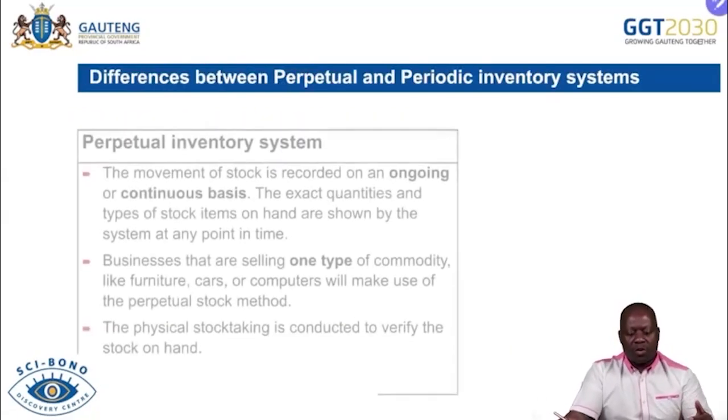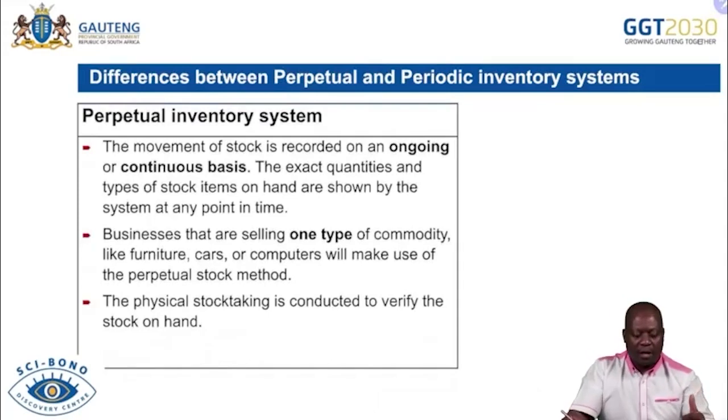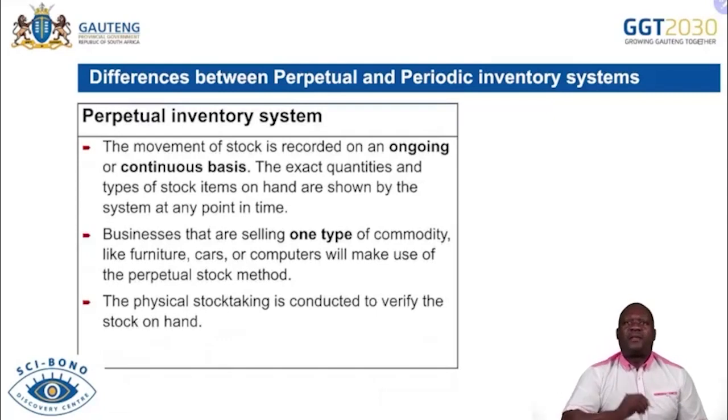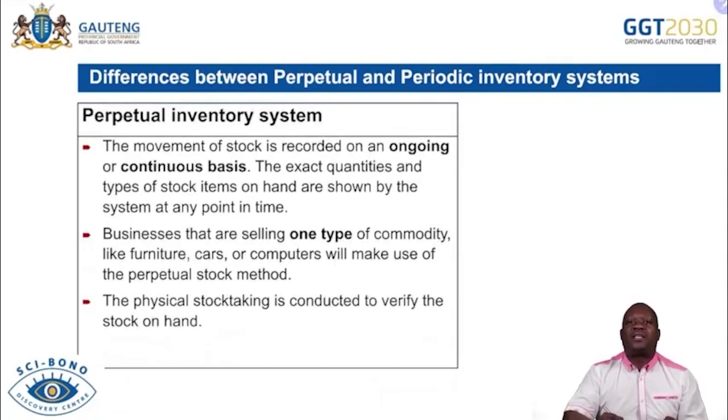Now, we also need to look into these as differences. When we look into the perpetual inventory system, the movement of stock is recorded on an ongoing and continuous basis. So the exact quantities and stock types on hand are known. So if we go into the stock records, we can tell how many items of these stock items are still there in our stock, because each time one is taken out, the stock system updates itself.